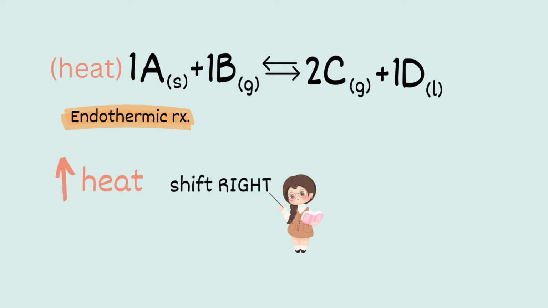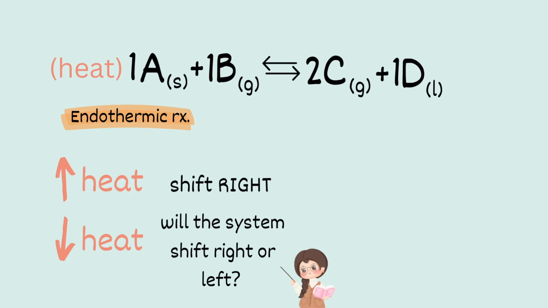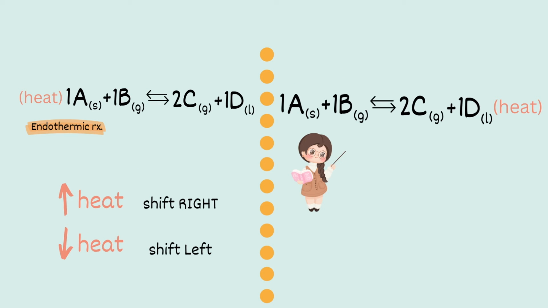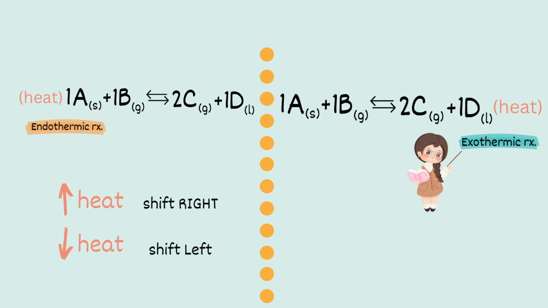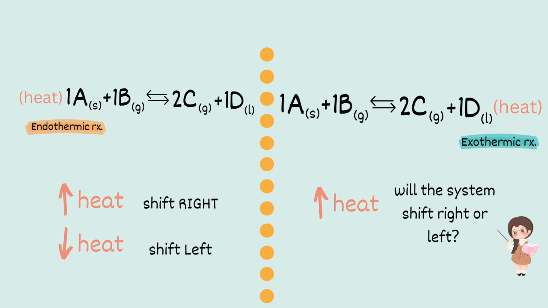It will shift to the right. And if we decrease the heat of this endothermic reaction, will it shift to the left or the right? It will shift to the left. Okay, let's compare this endothermic reaction to an exothermic reaction. We have heat on the product side, which means this is exothermic. It's a hint that it's exothermic, right? If we increase the heat here, will the system shift to the right or to the left? It will shift to the left.